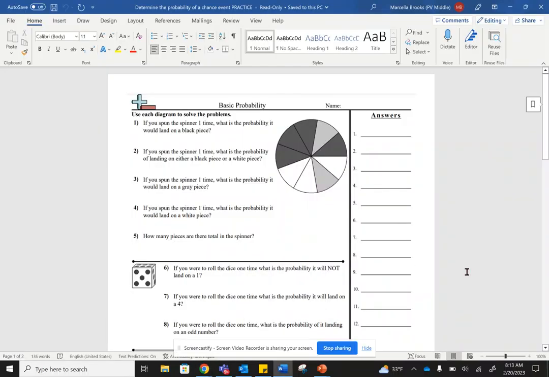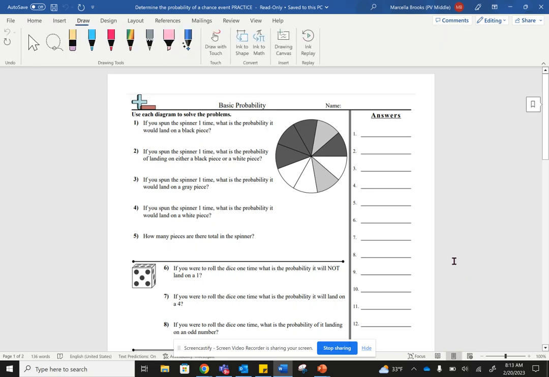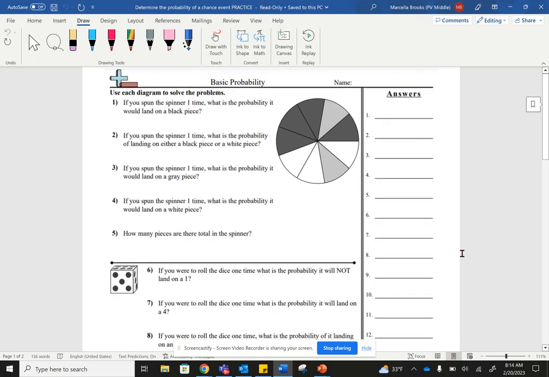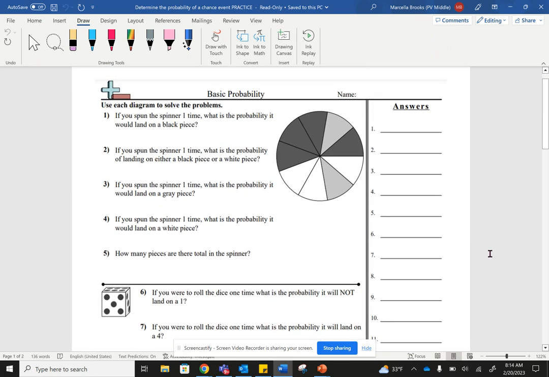Right. This is practice for determining the probability of a chance event. So, mostly I'm just going to read these to you and try and give you little hints. Number 1 says, if you spun the spinner one time, what is the probability it would land on a black piece? So, let's count how many black pieces there are. There is 1, 2, 3, 4 black pieces.